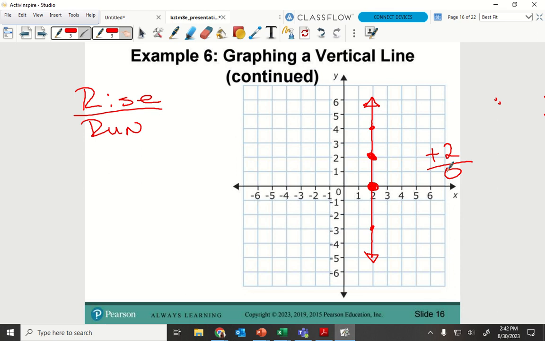What type of number is this? I used it as a special word earlier. Whole number. Undefined. Why is it undefined? 0 on the bottom. It is undefined. Divide by 0 is undefined.